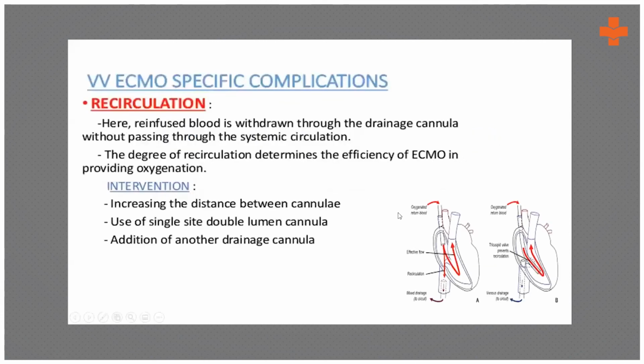You have recirculation, where you can see the return cannula. If you look at the outflow, there are two arrows going. One is going to the circulation, one is going back into the access cannula. So whatever blood you are giving, half of it is going back into the access cannula. This is known as recirculation. So half of your oxygenated blood is going to waste. We do not want that.